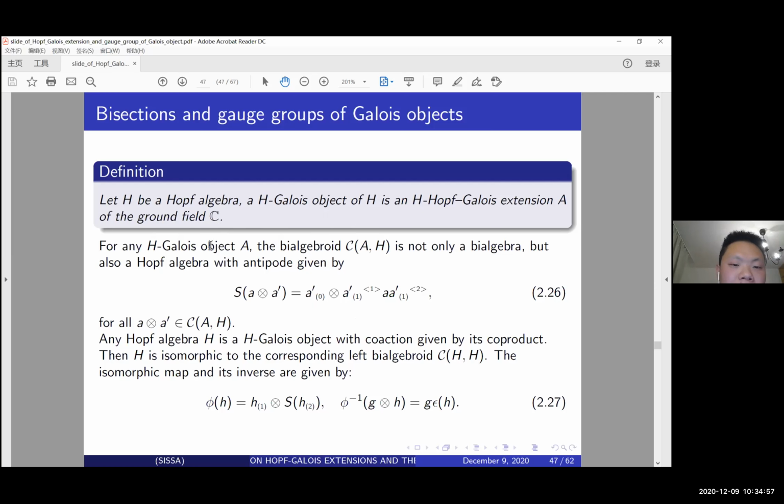And we can see that for any Galois object A, the corresponding Ehresmann-Schauenburg bialgebroid is not only a bialgebroid, since B is just the complex numbers, but it's also a Hopf algebra with an antipode given by 2.26. And this formula was also given in an article by Schauenburg in 2000. But in general, the Ehresmann-Schauenburg bialgebroid is not a Hopf algebroid, since we don't. Yeah, but isn't it a Hopf algebroid or something like this?